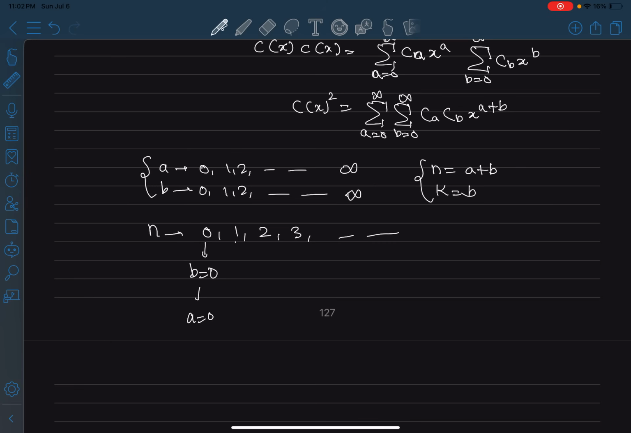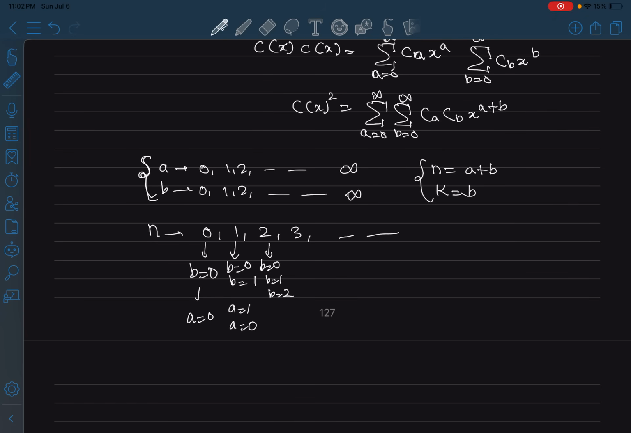Now for n equals 1, b can be either 0 or 1, and correspondingly a will be 1 and 0, right? For n equals 2, b can be 0, 1, or 2, and for each of these values a will take three different values: 2, 1, and 0. So if you make this variable change, we get all these scenarios where a goes from 0 to infinity and b goes from 0 to infinity.